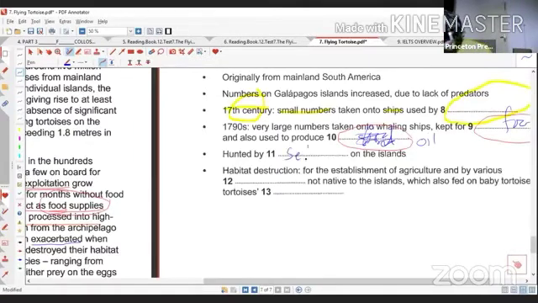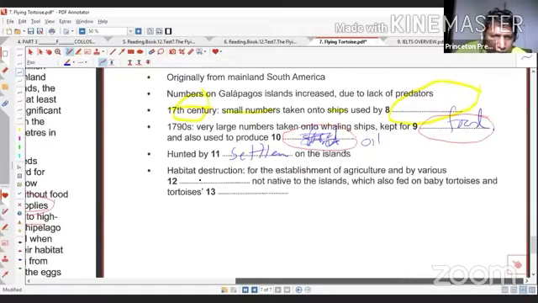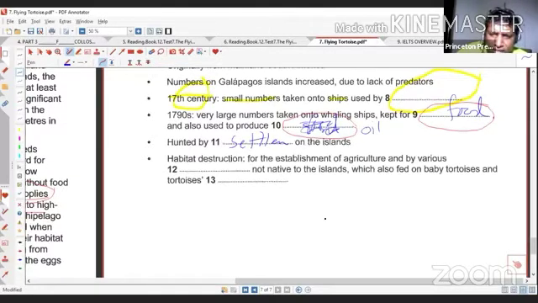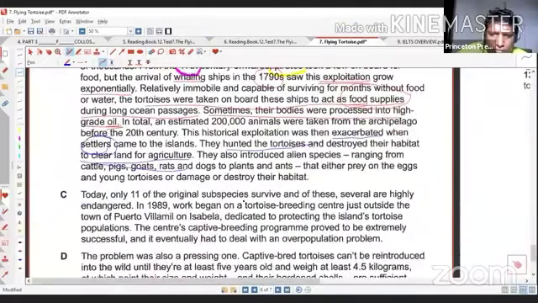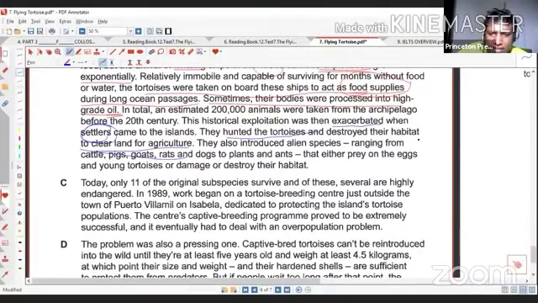Hunted by settlers. Then the next one, habitat destruction. For the establishment of agriculture and various something, dash, not native to the islands, which also fed on baby tortoise and tortoise something. Habitat, how they destroyed their habitat. Habitat means where they live. Can you read it? The answer is here.